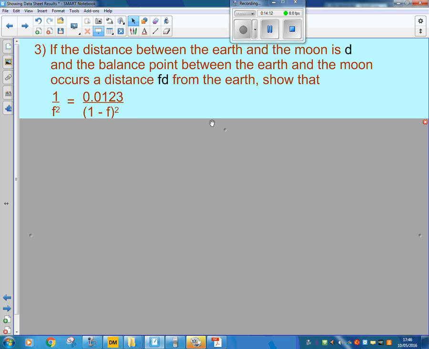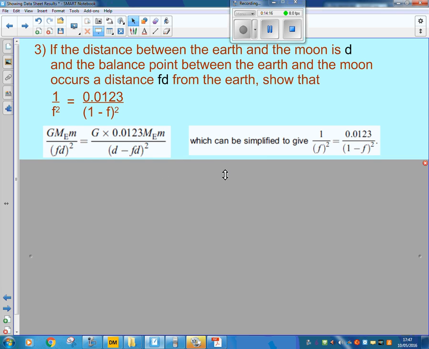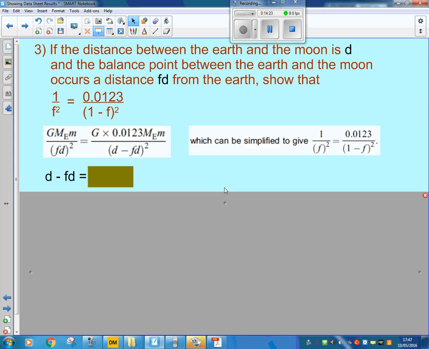So let's see how we do it. We're trying to get that equation there, and we're starting with this equation here to simplify it to that. Well, the first thing to do is see if we can factorize this bit here. So if we take d minus fd, do you see that d is a common factor? So you can remove the d and write it as d times 1 minus f. d times 1 is d, d times f is fd. So we factorize like that.